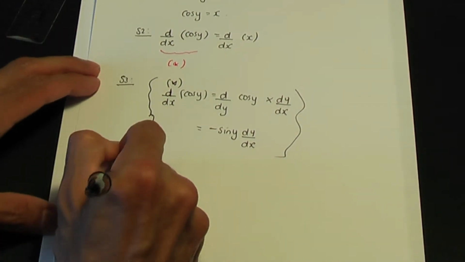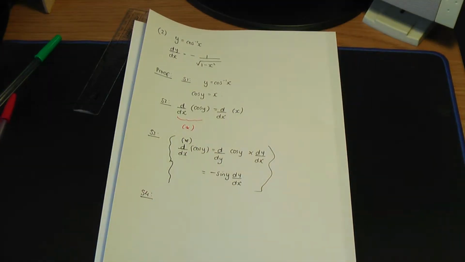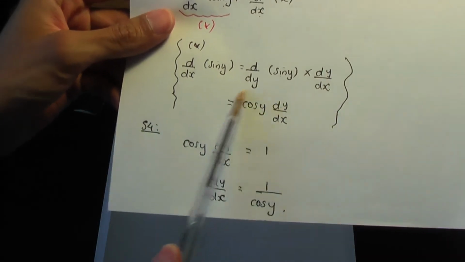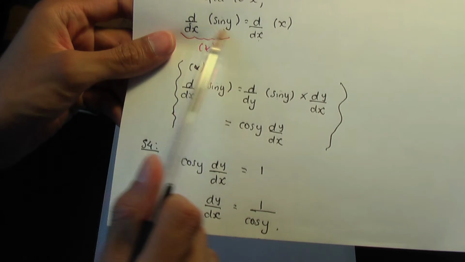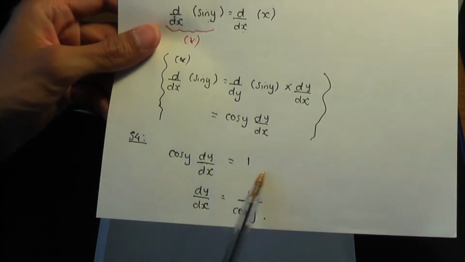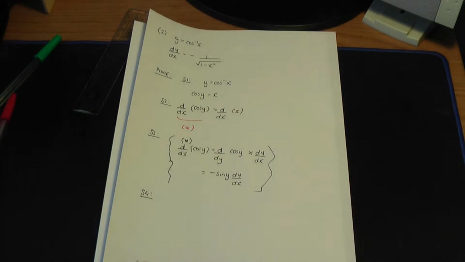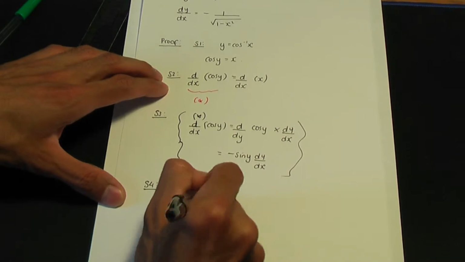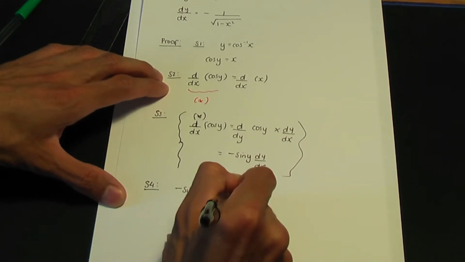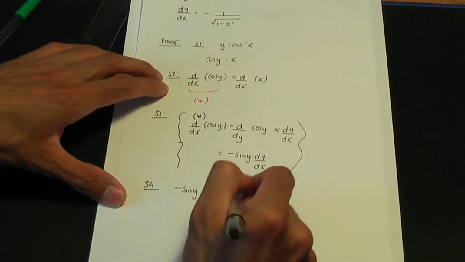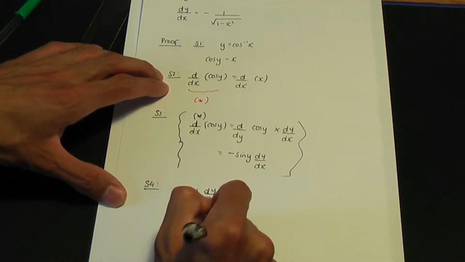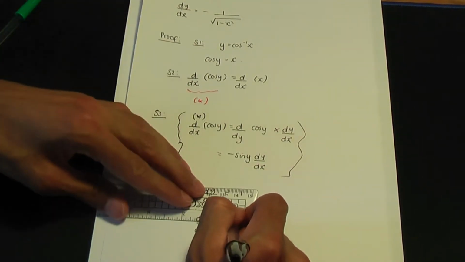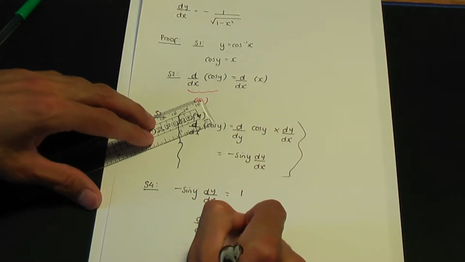So let me use that result in step number 4. This is what I did earlier. I replaced the result from the side calculation in this step to come up with this stage. So let me repeat the process here. When I do the replacement, I'll have minus sine y dy over dx is equal to d by dx of x, which is 1. And if I rearrange for dy over dx, dy by dx will be 1 divided by minus sine y.